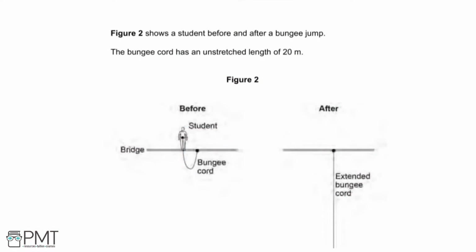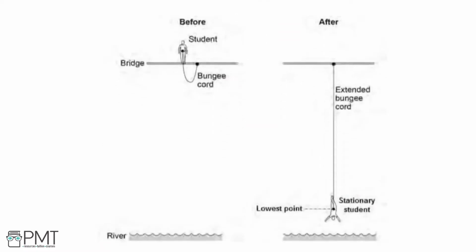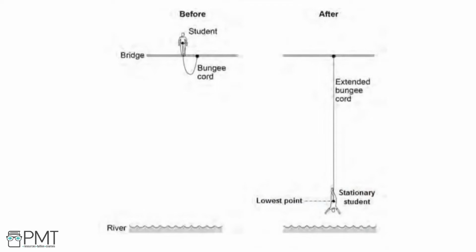Figure 2 shows a student before and after a bungee jump. The bungee cord has an unstretched length of 20 meters. We can see the student before the bungee jump and then the student at its stationary point. We know that this is also its lowest point, which means it's the point with the greatest extension. We can see unstretched length of 20 meters plus some extension.